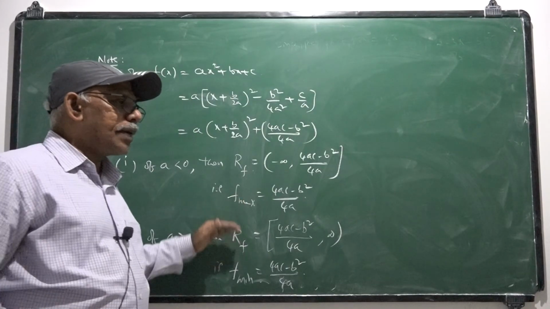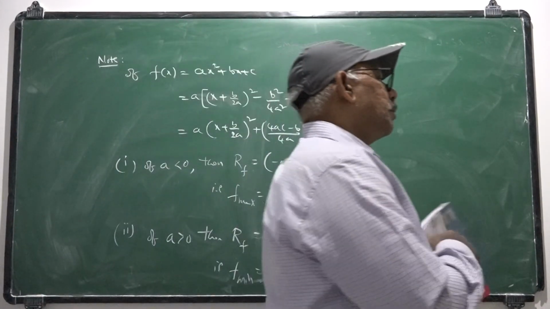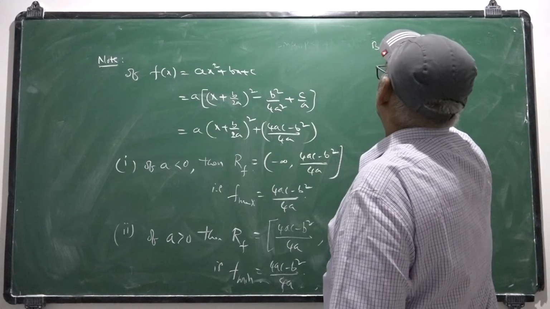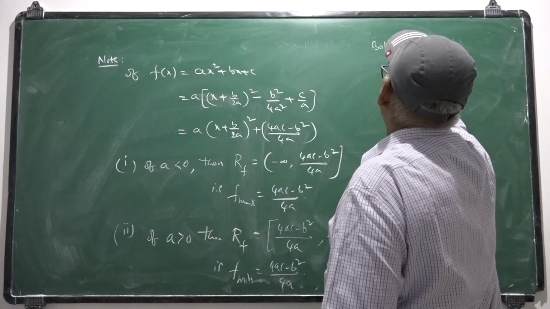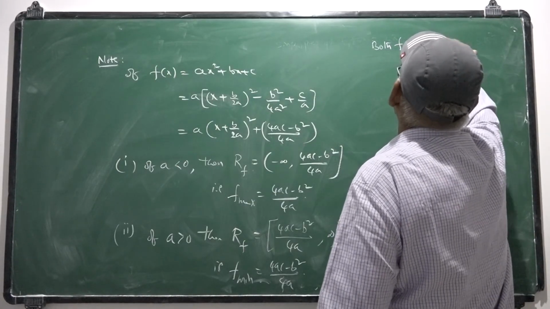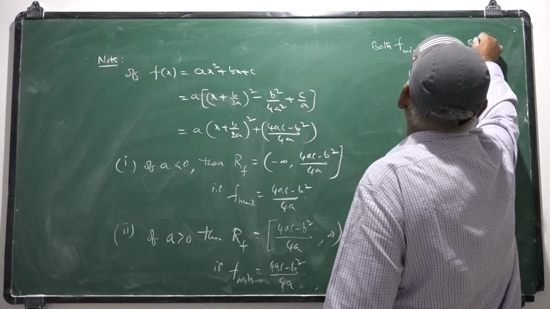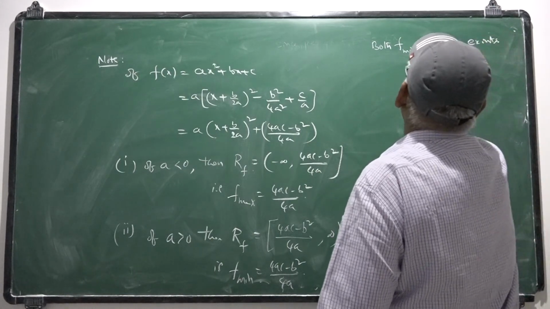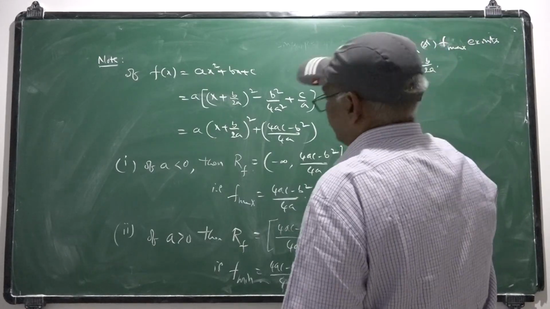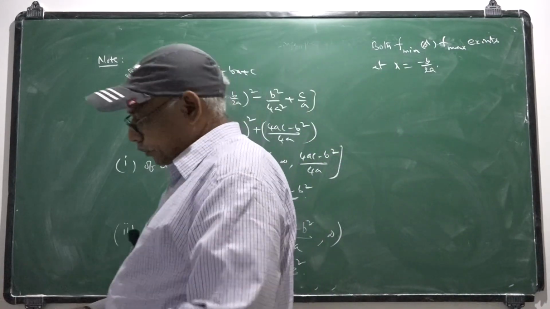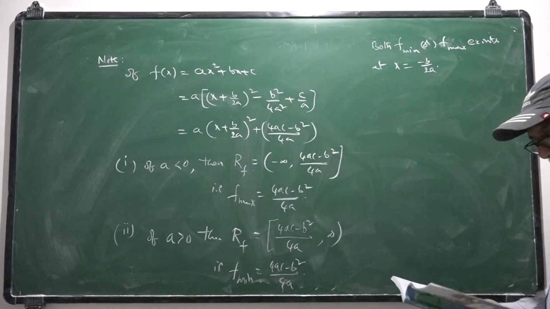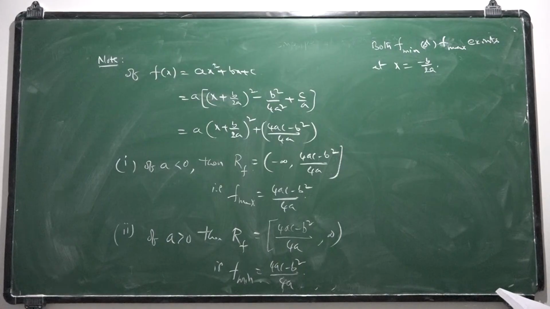Both minimum and maximum exist at x equal to minus b by 2a. Both f minimum or f maximum exists at x equal to minus b by 2a. This is one important point related to the quadratics.